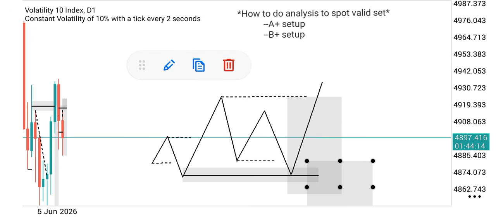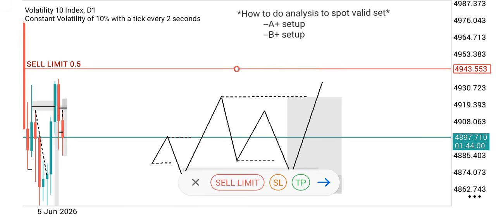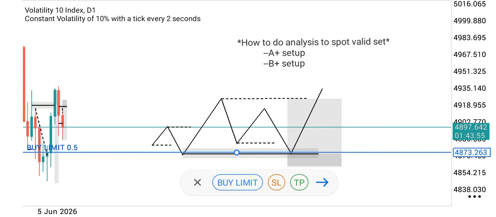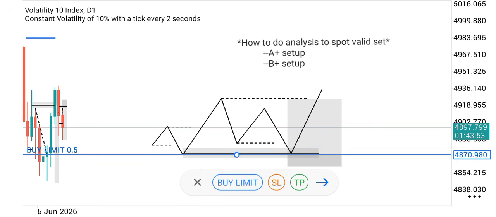So you just have to spot your confluences, then you trade. This is a B+ setup. So today we're dealing with a B+ setup. So we are buying from this zone. Yes, we're buying from this zone.